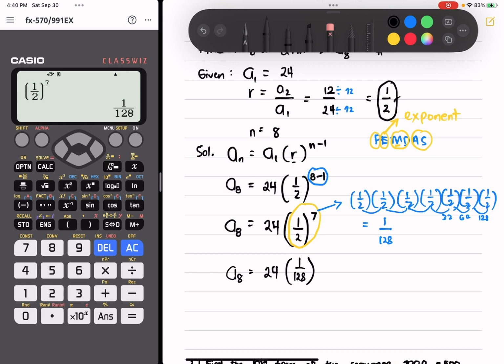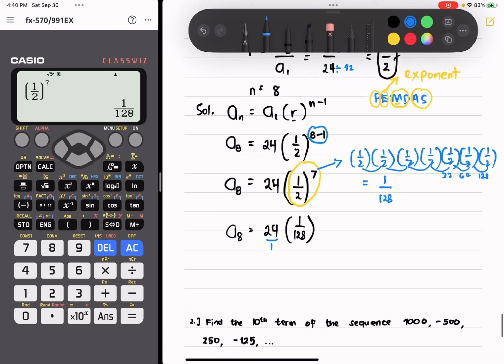Okay, now, let's multiply. So, ito, same lang naman yung tinuro ko before sa inyo. Automatic, this is invisible 1. Multiply lang natin yan. Numerator times numerator, denominator times denominator. So, A sub 8 equals 24 times 1. That will give us 24 over 1 times 128. That will give us 128. Okay, so if we have fraction, kailangan naka-lowest term.